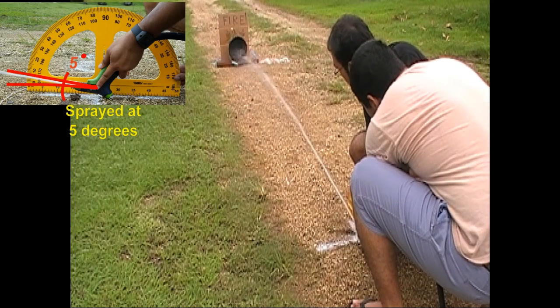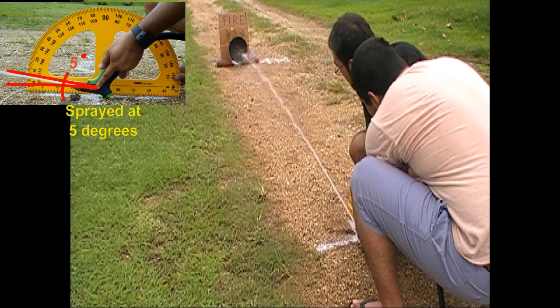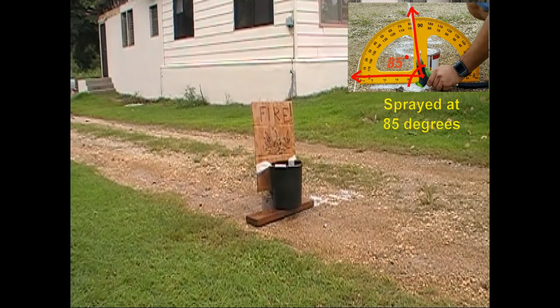At this angle, the water shot directly into the fire. Let's observe if it has the same effect at 85 degrees. When we held the nozzle at 85 degrees, the water was falling like rain within the vicinity of the bucket.